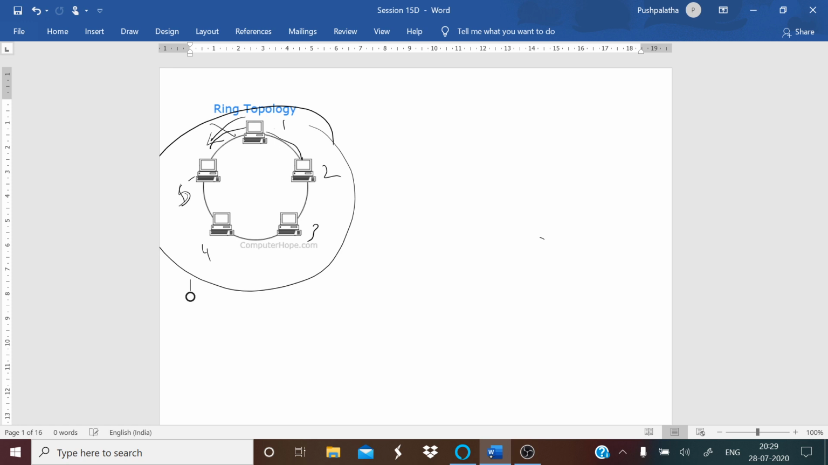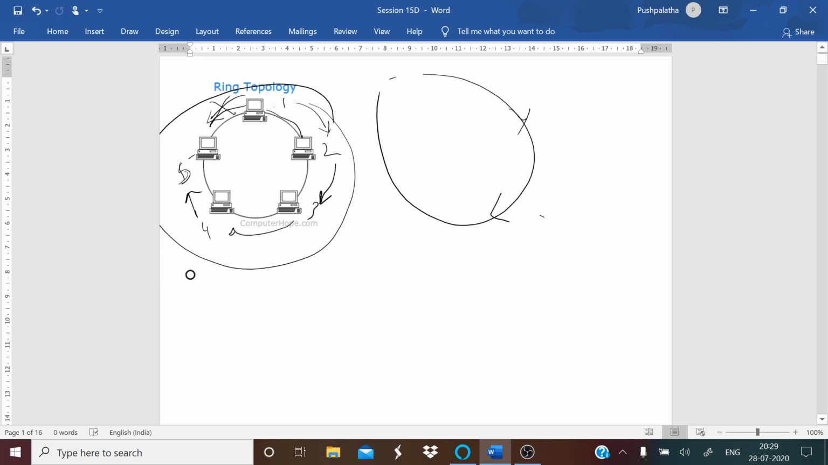You cannot send the data here like this, from 1 to 5. It circulates only in one direction. It has to go from 1 to 2, 2 to 3, 3 to 4, and then 4 to 5. Now what happens here, if it is passing in this way, by the time it reaches from 1 to 5, the signal may become weak, so the data may not be entirely reachable to the fifth computer. So each and every system will have a repeater. That is, it keeps on repeating so that it strengthens the signal.